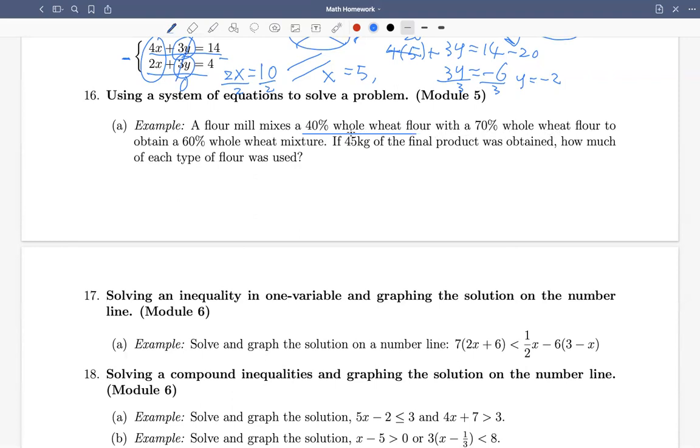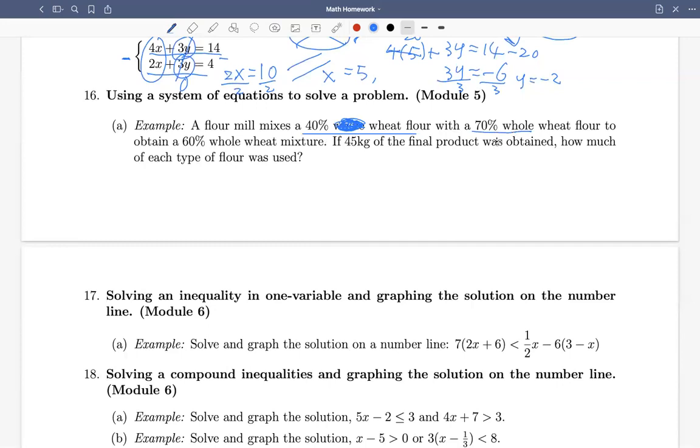So what do we do? Let's just change one, not a whole wheat. Just wheat flour, okay, it has to be different. Otherwise, it just doesn't make sense. So let's change the first one to be 40% of wheat flour. And the second one, 70% of a whole wheat flour.